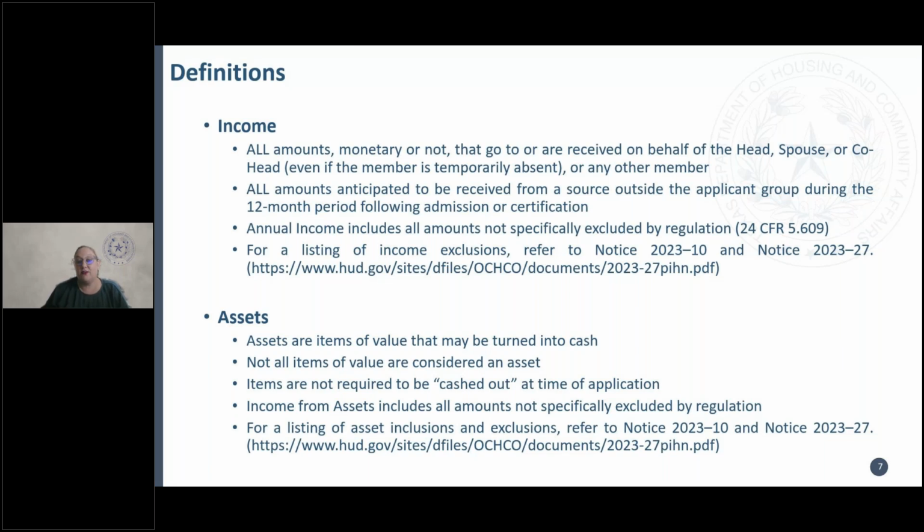Assets are items of value that may be turned into cash, but they don't have to be cashed out. Not all items of value are considered an asset. Items that are excluded from income may or may not count as an asset, and certain assets have excluded income and are excluded assets as well. And for a list of that, you can refer to that HUD notice.